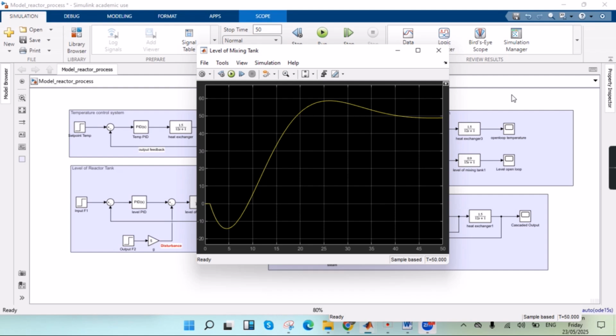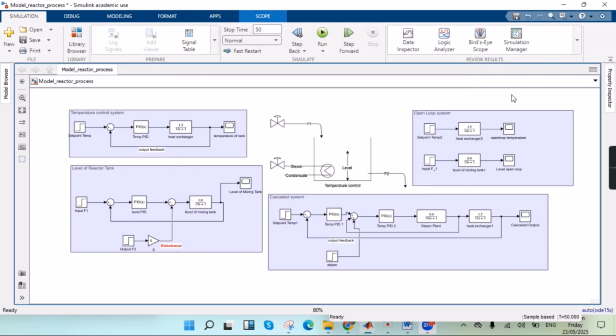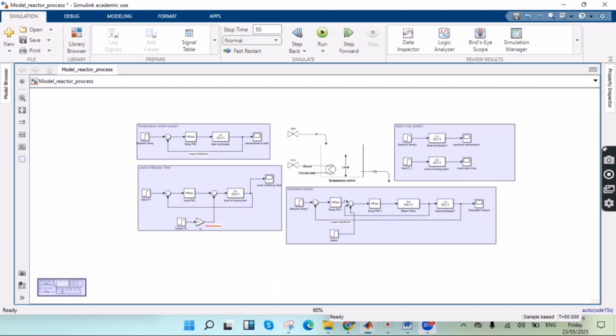Okay, so this is the complete article for the controlling of temperature and the level of the reactor, basically this reactor. Okay, so I think, thank you.